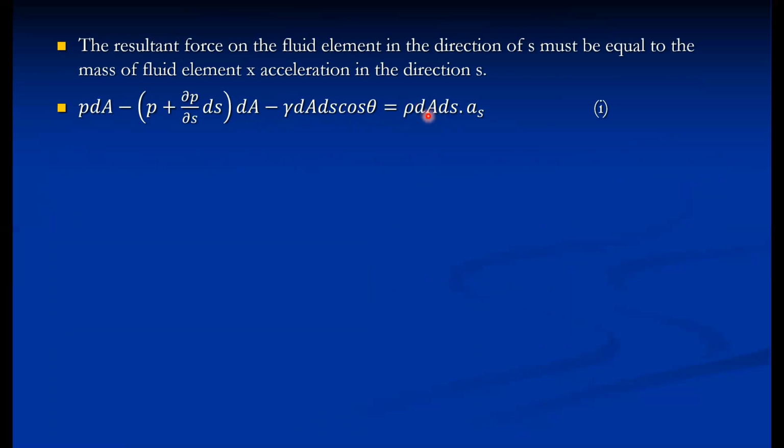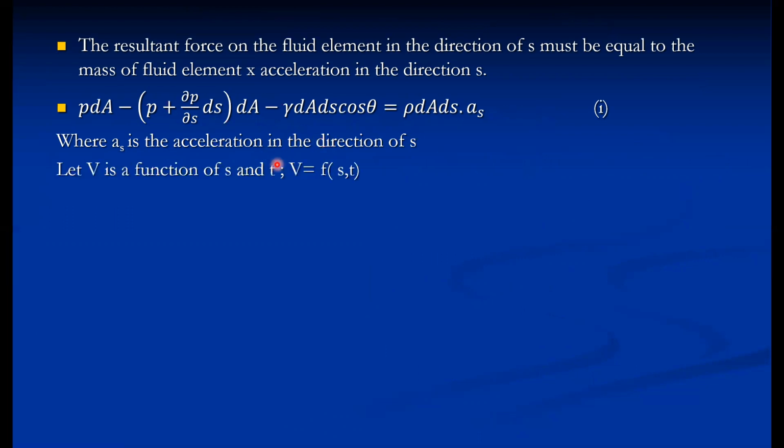Mass is nothing but rho into dA ds, as in equation number 1, where a_s is the acceleration in the direction of s. Now if we simplify this equation, let us suppose the acceleration is a_s.